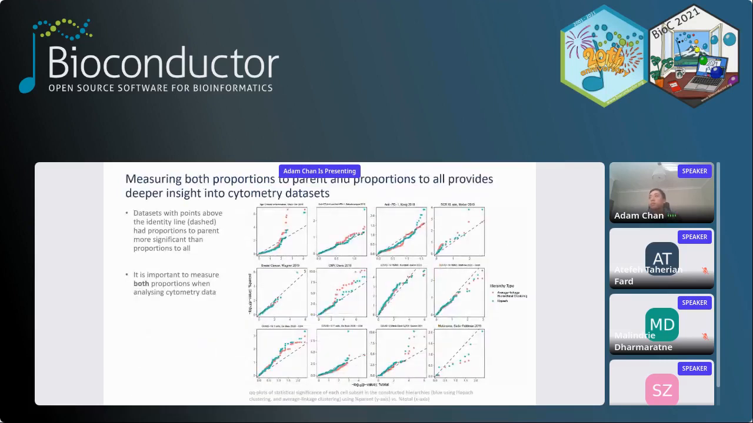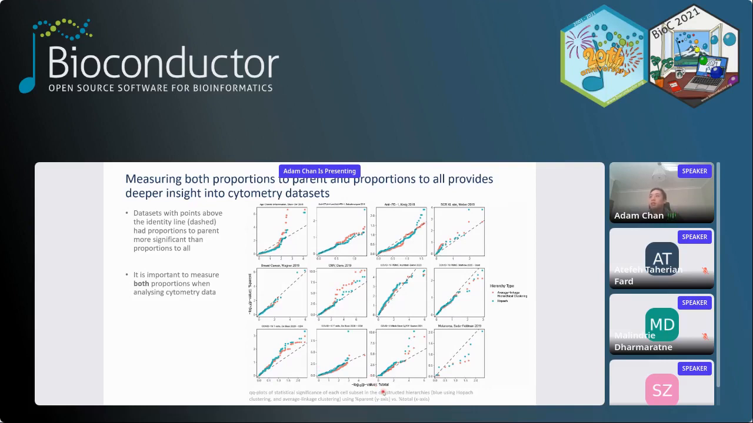So further, we benchmarked several data sets as well. So we looked at 12 data sets varying from flow cytometry data sets and CyTOF data sets and a single cell RNA sequencing data set. And here we plot QQ plots of the statistical significance of each of the cell subsets constructed, and we color them by the type of hierarchy we use. And we basically plot the negative log p-value using the percent parent from a t-test, and the negative log p-value of the percent total on the x-axis from the respective t-test.